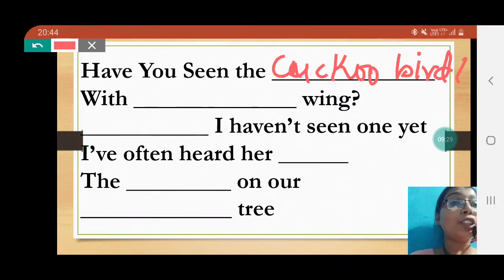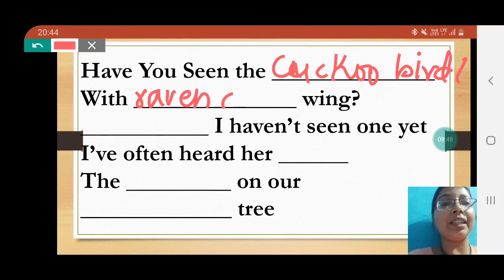With dash wing. What was the color of the wing? That is black, and in the poem it is written raven colored wing. So have you seen the cuckoo bird with dash wing? So here you will write raven, R-A-V-E-N, raven colored, C-O-L-O-U-R-E-D, raven colored wing. Have you seen the cuckoo bird with raven colored wing?